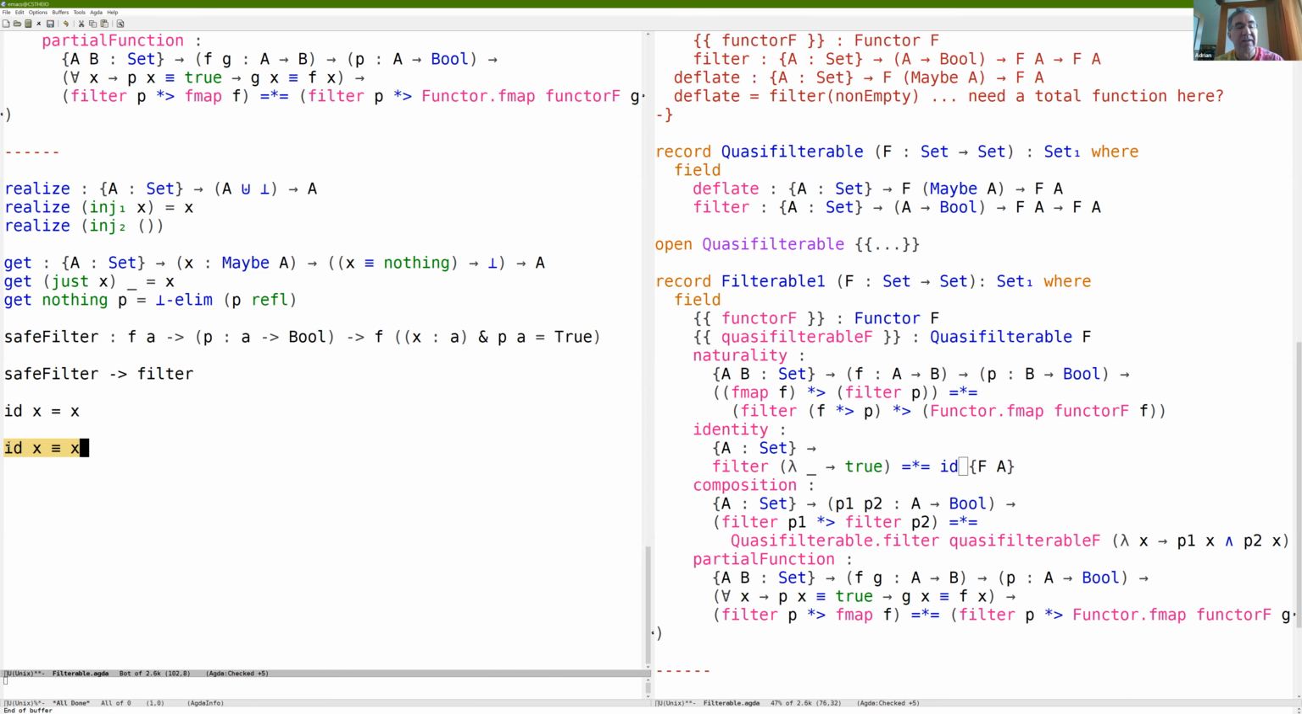But you can write a function that returns A or nothing, if you have information that it will never actually return nothing.